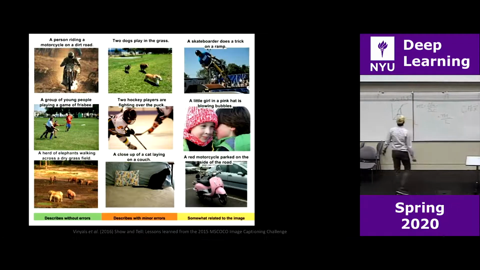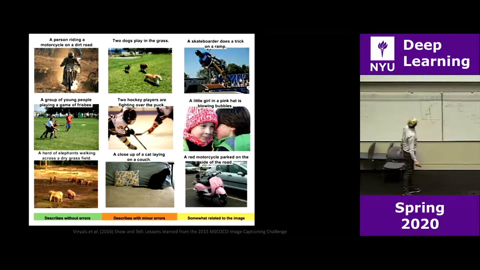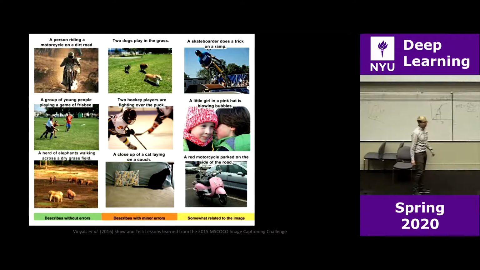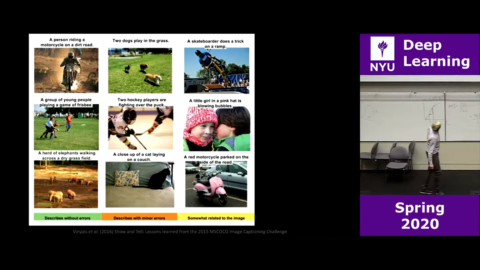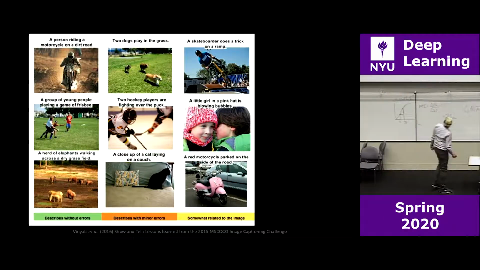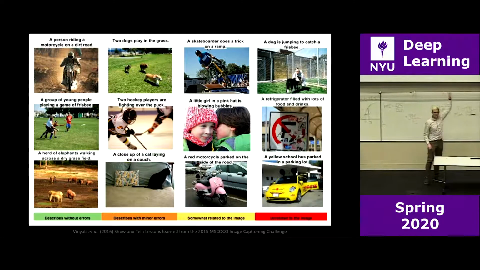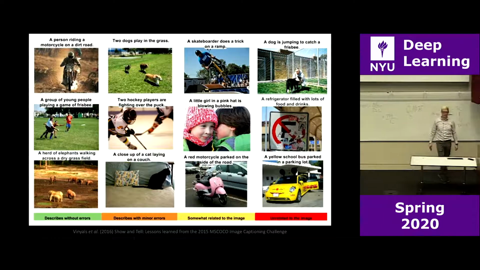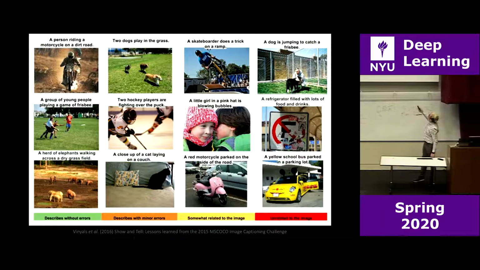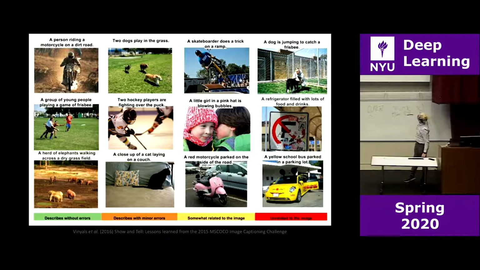So it's cool. In this case, a red motorcycle parked on the side of the road, where it looks more pink, or a little girl in pink that is blowing bubbles that she's not blowing, right? And then you also have even more wrong examples, right? So you have a yellow school bus parked in the parking lot. Well, it's yellow, but it's not a school bus.